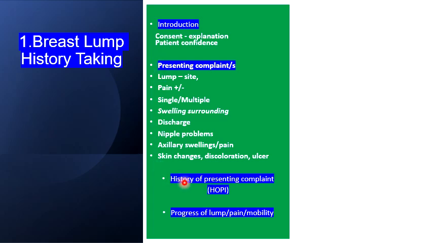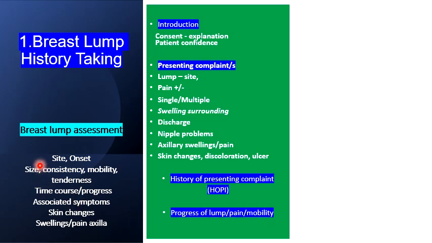The history of presenting complaint is very important. Go through the details of the lump, and also the progress of the lump, the pain, and the mobility. So these are some of the assessments you have to ask the patient about the breast lump: site, onset, size, consistency, tenderness. These are all important things that you have to ask the patient.